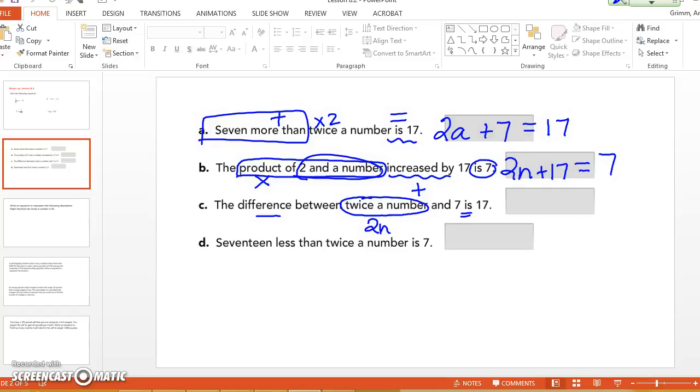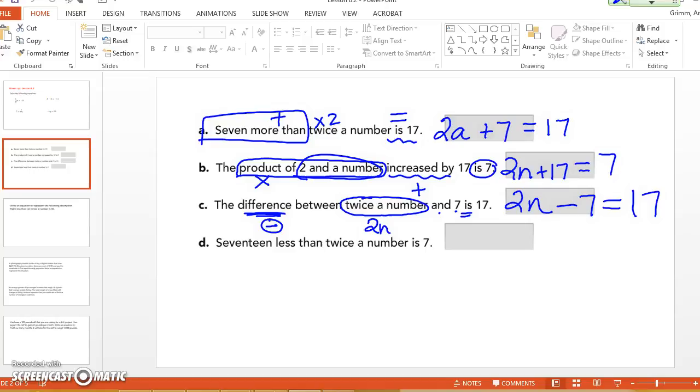Who thinks they can write the equation this time? Sam, you think you got it? Never mind. Micaiah? Kendall? 2 and minus 7. There you go. 2 in. This time it's going to be minus because it was difference, right? Difference is minus. It says and 7 is 17. All right, let's see if we can decode the last one.